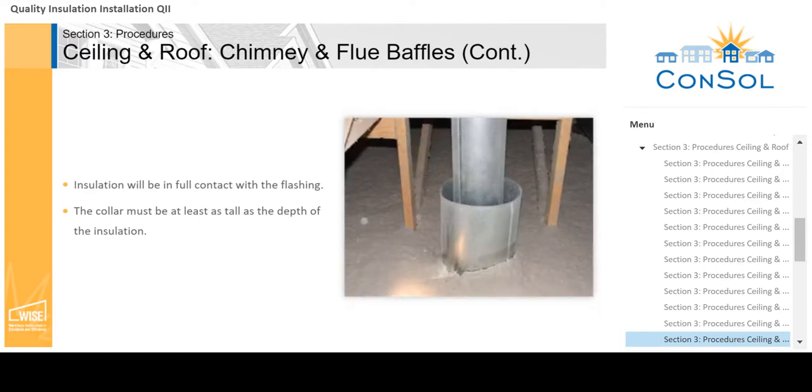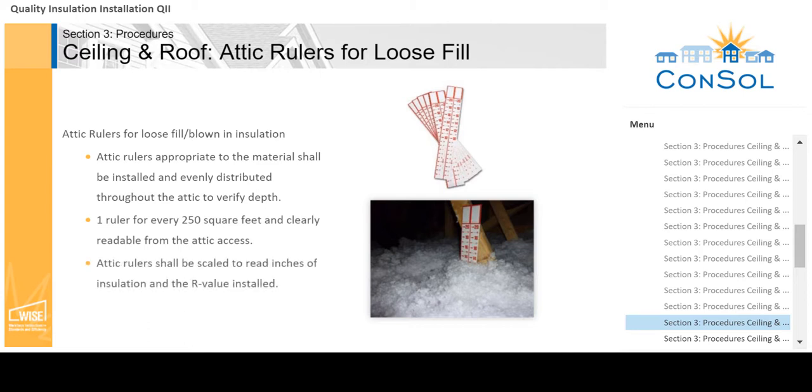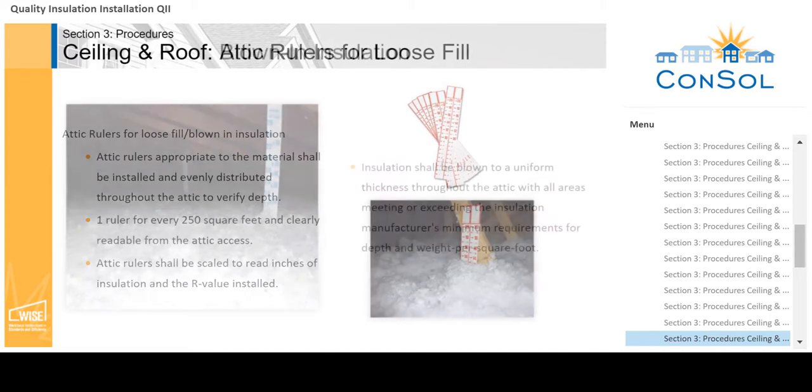Attic rulers appropriate to the installed insulation shall be evenly distributed throughout the attic to verify depth. A minimum of 1 ruler for every 250 square feet shall be installed and be clearly readable from the attic access. Attic rulers shall be scaled to read inches of insulation and display the corresponding R value.